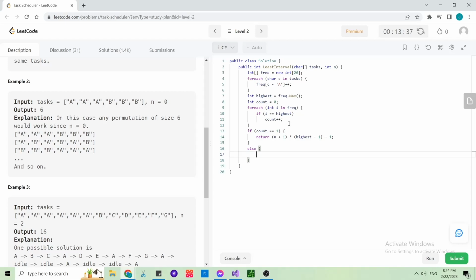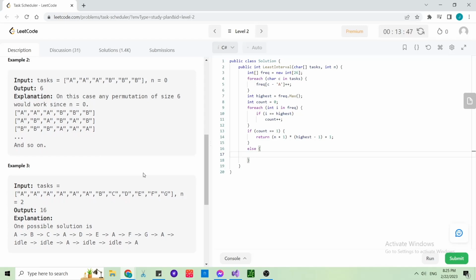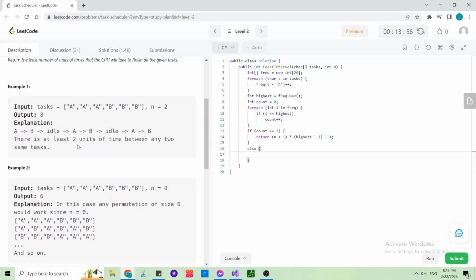And what about when there are more than one that have the highest frequency? If you look at example 2 or 1, we see that when we had 2 of them, we needed to add 1 extra in the end, and if we had 3 of them, we needed to add 2 in the end. So we're adding count minus 1, so it becomes just plus count. Let's run that.